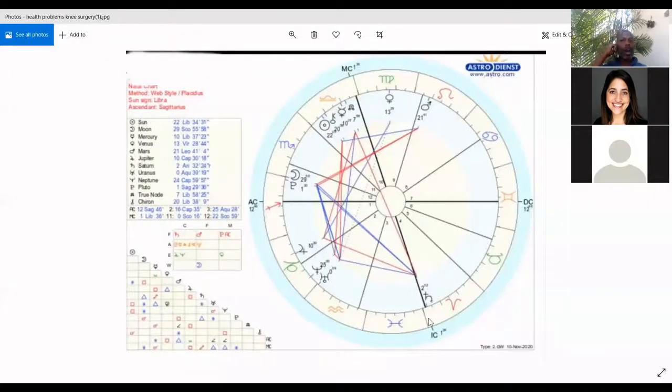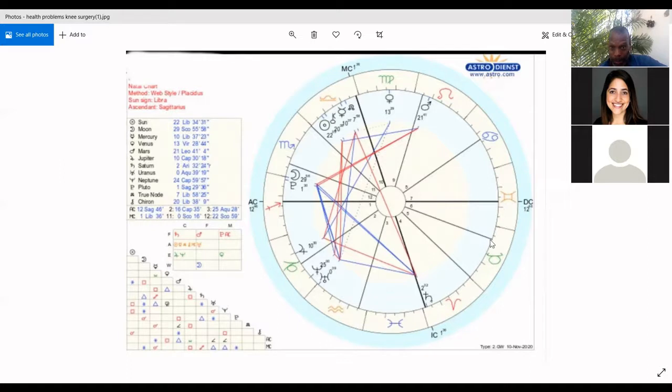Okay, we did this one, I guess, when we did planetary strength, right? Because we were talking about the knee problems with this guy, and how the ruler of the ascendant is in his fall and in Capricorn, which rules the knees, right? So we were talking about that already. But one of the things that I remembered noticing when I looked at this, and same thing: this guy has health problems. He had a knee surgery. There we have the ruler of the ascendant in Capricorn, which rules the knees.